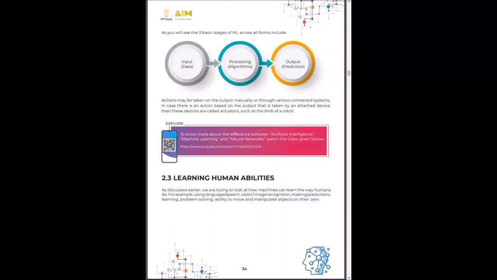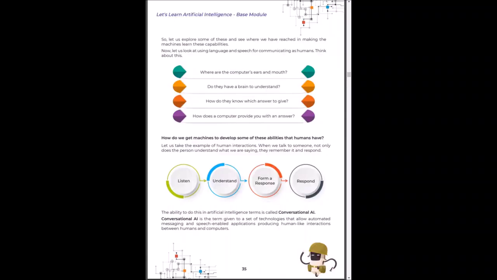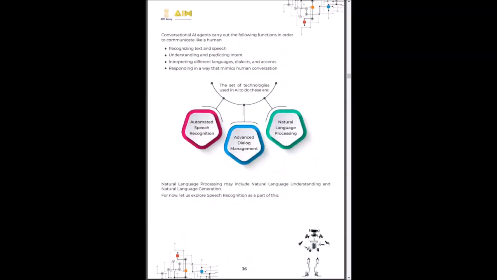Welcome back. How do machines learn human abilities? Machines also listen, understand, form a response, and then actually respond. A classic example of this is conversational AI. The conversational AI has three major aspects: automated speech recognition, advanced dialogue management, and natural language processing.